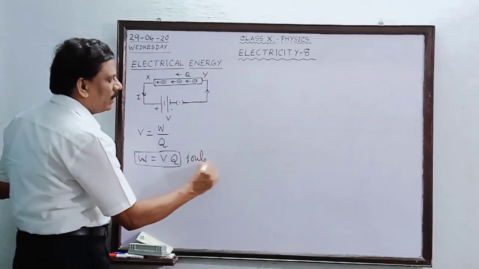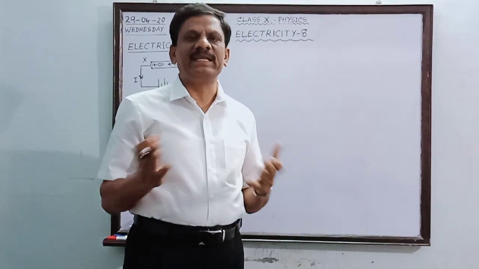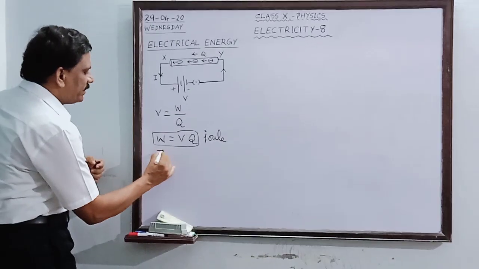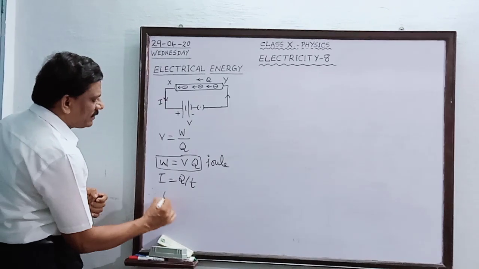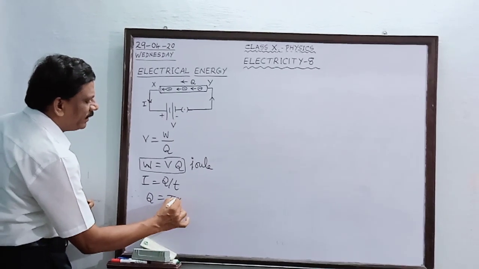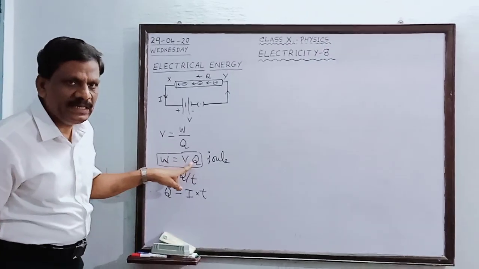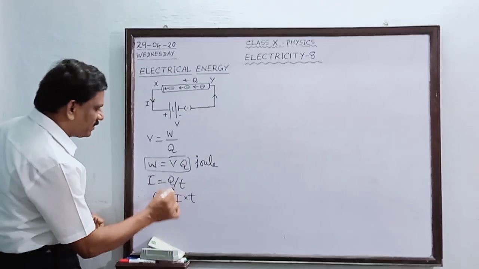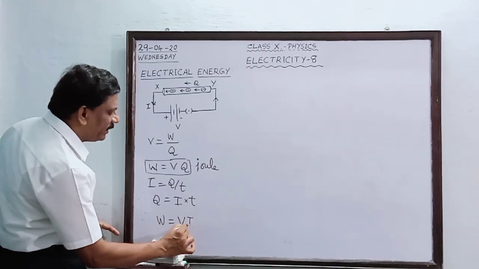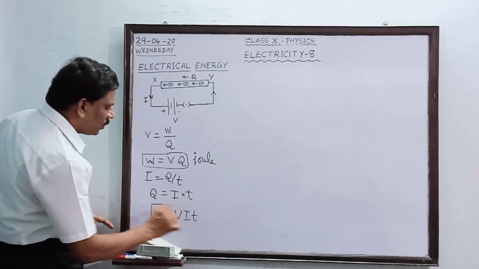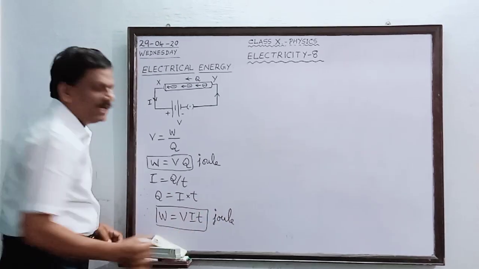And this work done only is called the electrical energy, and since it is energy, the unit is joule. Now, from the definition of electric current, what is electric current? I is equal to what? Q divided by T, and therefore Q is equal to I into T. I am going to substitute Q equal to I into T. Therefore, W is equal to V into I into T. So, this is another expression for the electrical energy, VIT joule.